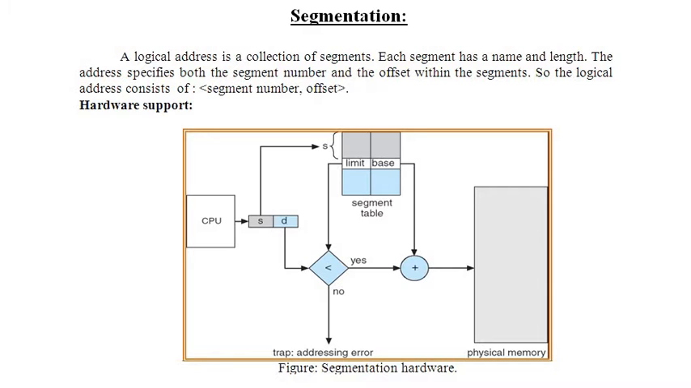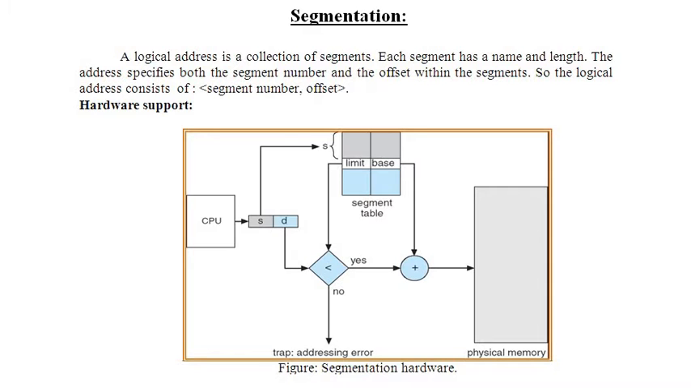Now here we can see a CPU. We all know that the CPU always produces a logical address. This is my logical address, and there are two parts. One is a segment number and the other is an offset, as we have in paging also. In paging there is a page number and offset. Instead of that we have segment number and offset.